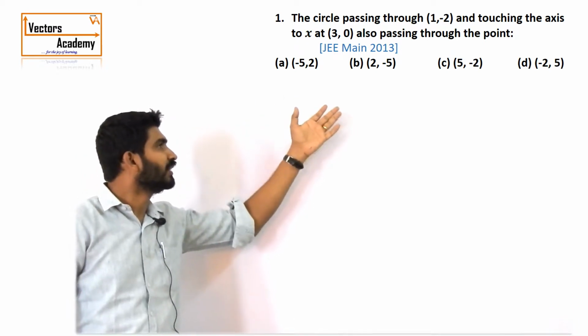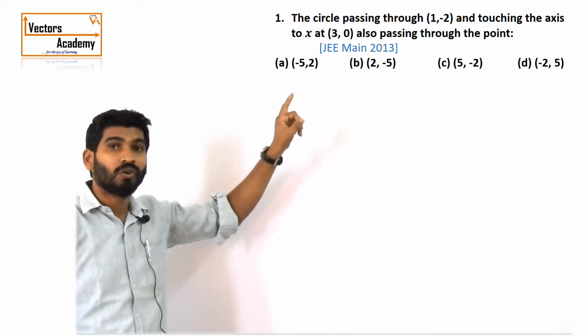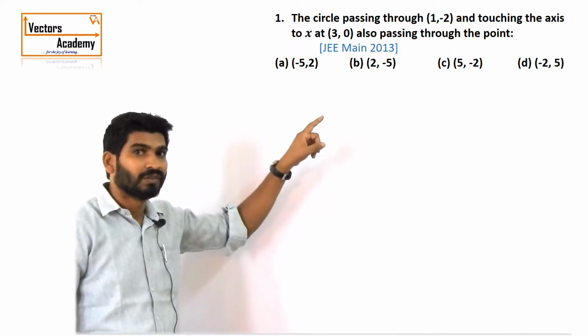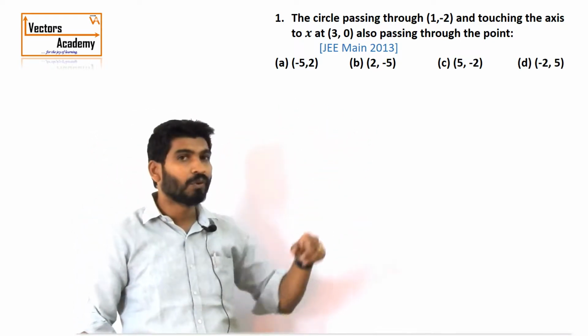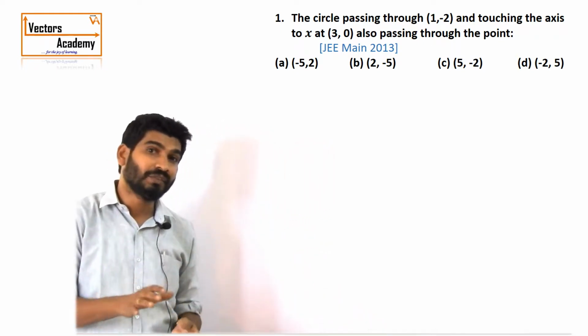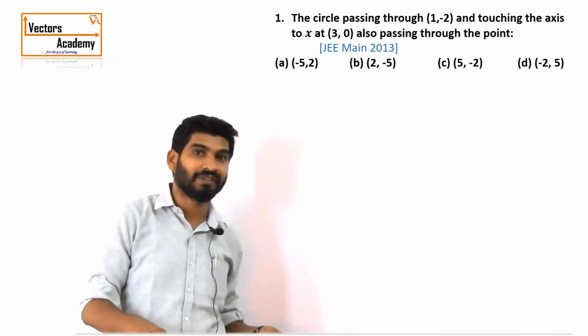Now, in this question, it is clearly given that the circle passes through the two given points. It also touches the x-axis at the point 3, 0. And we need to find through which of these following points the circle passes. So our first aim is to find out the equation of circle, and then find out which of the following points satisfy that equation.